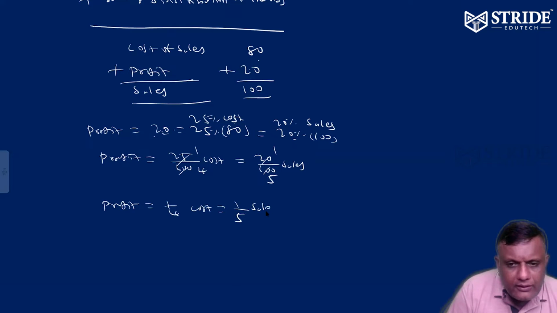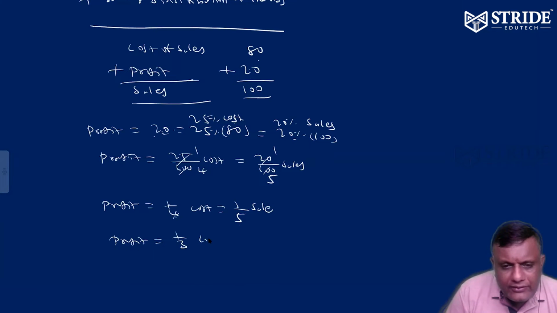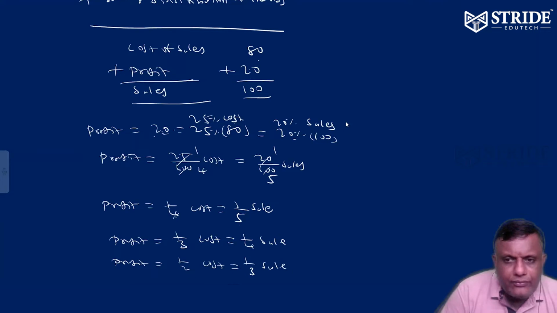How is it possible, sir? In this example, 1 plus 4 is 5, and 5 minus 1 is 4. So again, some more examples. 1/3 of cost means 1/4 of sale. Some more examples: 1/2 of cost means, 1 plus 2 is 3, 1/3 of sale.